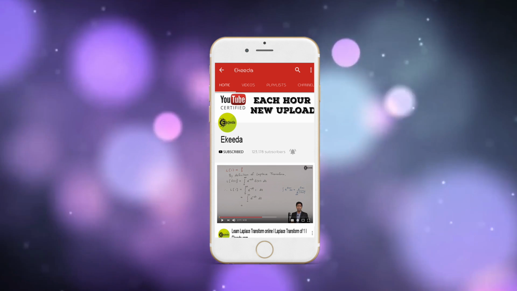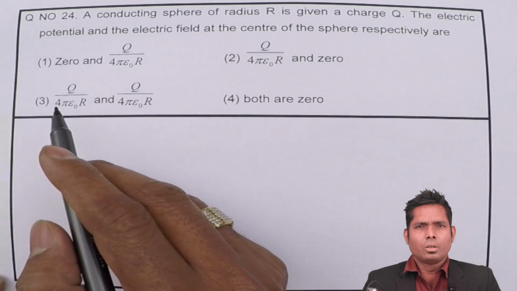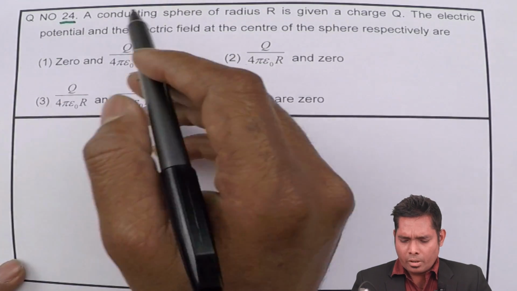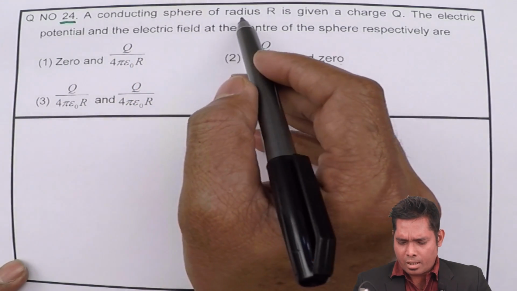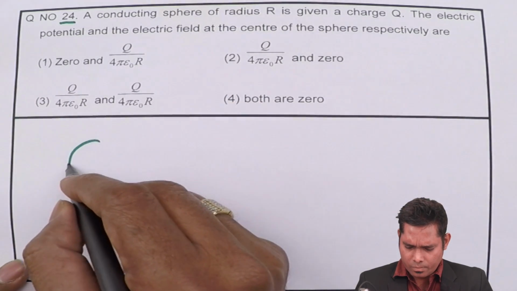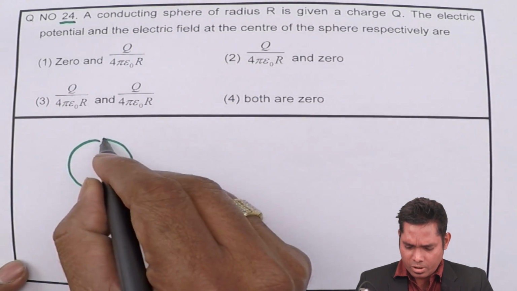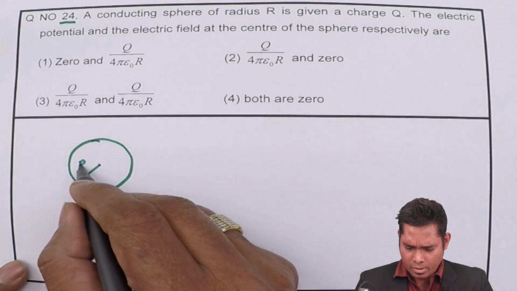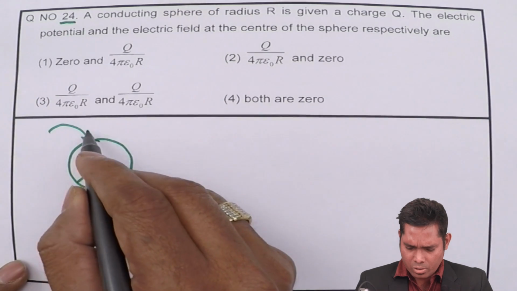Hello students, let us solve the next question, number 24, NEET Physics paper 2014. A conducting sphere of radius r is given a charge q. This is a conducting sphere of radius r given a charge q.